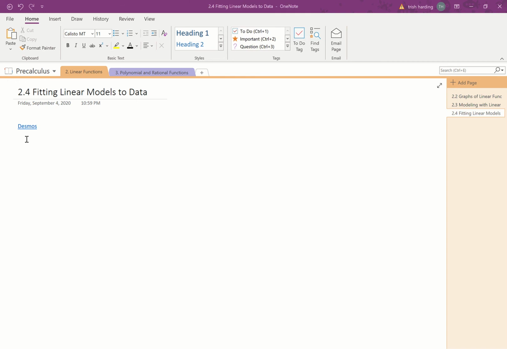Welcome to Chapter 2, Section 4, Fitting Linear Models to Data. The first thing that I would like to discuss with you guys is drawing and interpreting scatter plots. You guys have seen those before. They're like the graphs that have all the dots everywhere.